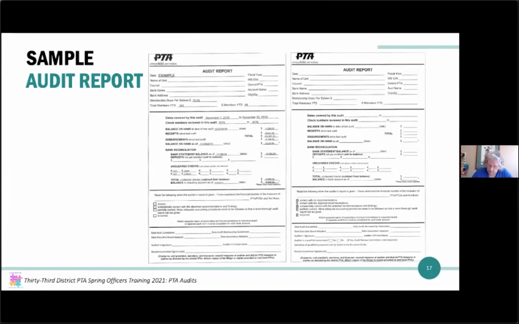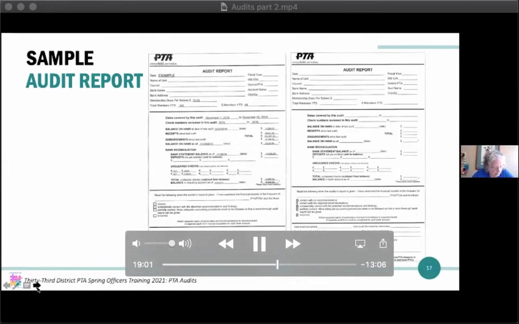Okay, and so at the end there, we have the date completed, and you'll see the auditor is a qualified accountant. If the auditor is qualified, put yes. You don't need a review committee. If no, then you would have to have the review committee sign the form. Okay, and let me see.